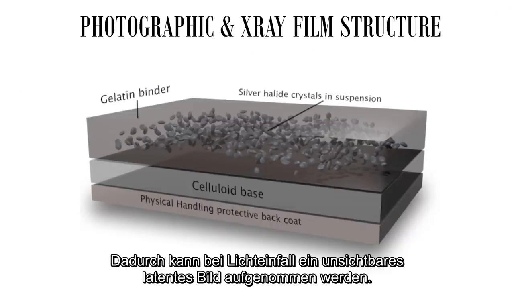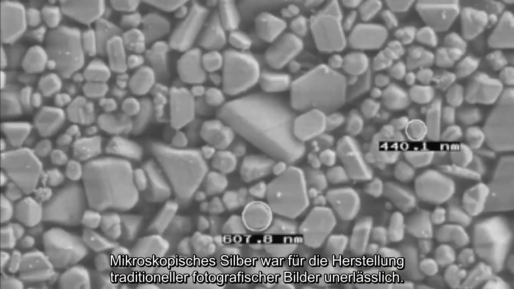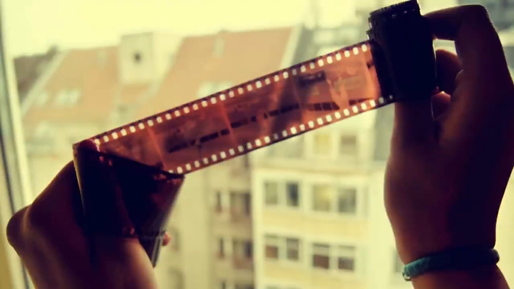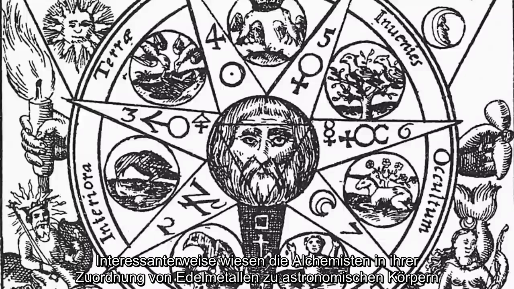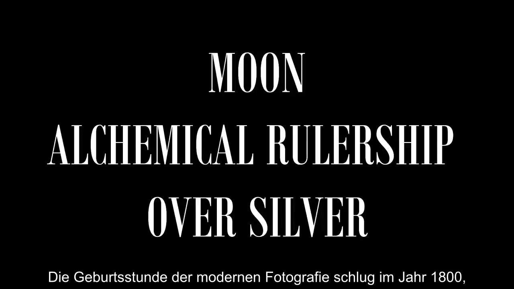Photographic and X-ray films are created through a fusion of a gelatin emulsion with microscopic silver crystals. Because of this, exposure to light is able to capture an invisible latent image. During light exposure, the silver halide crystals grow to visible sizes, and this is what is called printing out the image. Microscopic silver was essential in producing traditional photographic images. Without it, the technology would not have been possible in the first place. Interestingly, in their alignment of noble metals with astronomical bodies, the alchemists designated the moon as having rulership over the metal silver.